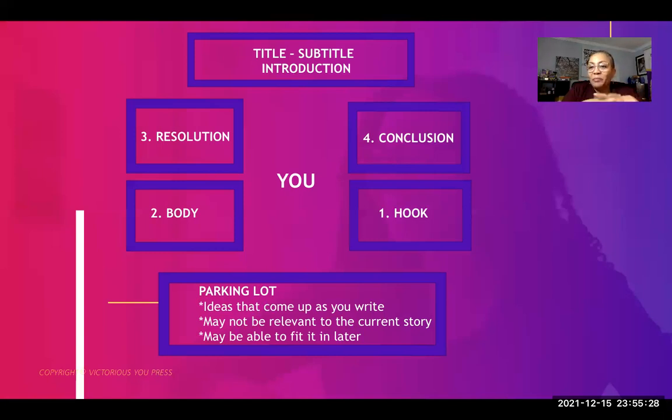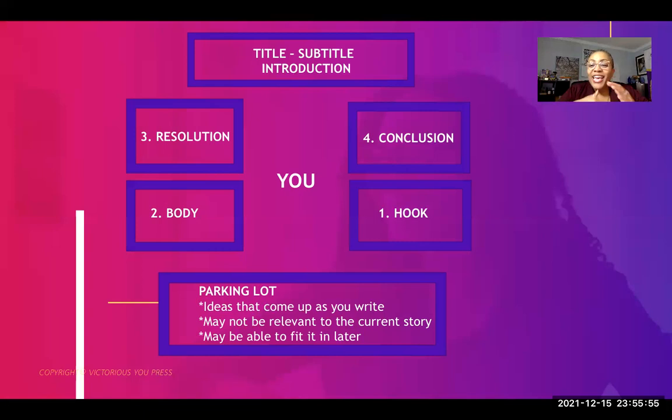And if you notice, I put something called the parking lot. So a lot of times when we are writing, as we're in the midst of our writing, we may have a memory that all of a sudden comes to play. And so a lot of people will restart or start over or try to fit it in somewhere. No, that will just take you too long to get your work done.